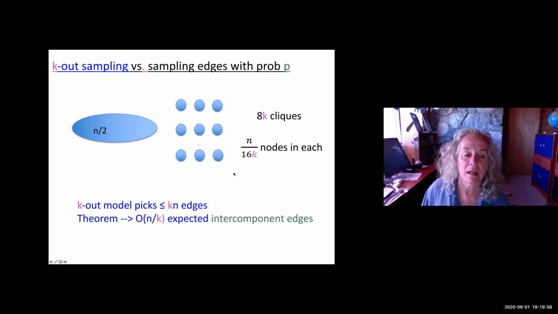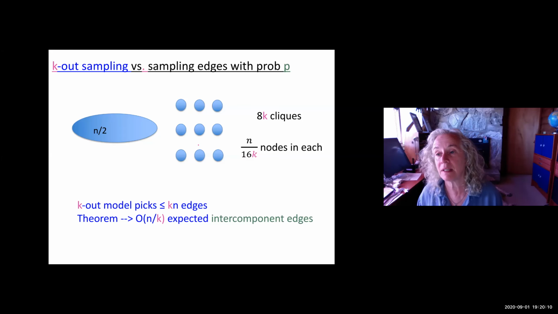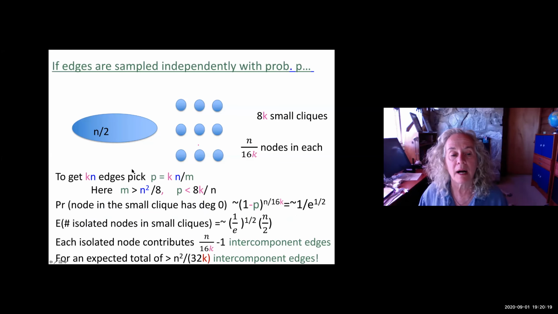Now in this case, the k-out model will pick roughly kn edges. Each node will pick k edges. And our theorem tells us that there will be O of n over k expected intercomponent edges. But if we look at what happens with this other model, to get the same number of edges in our random graph, we'll have to pick p to be equal to kn over m, and that will give us roughly kn edges. Now here m is roughly n squared over 8, so p will be less than 8k over n.